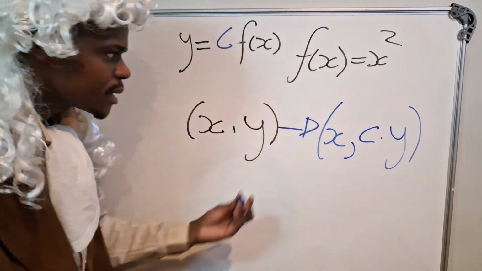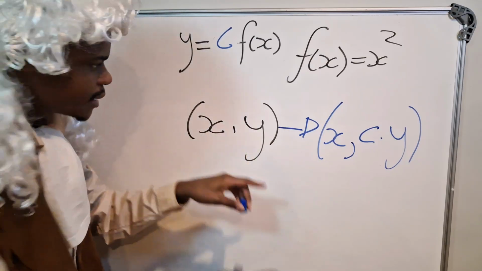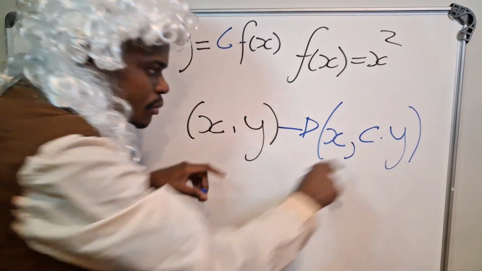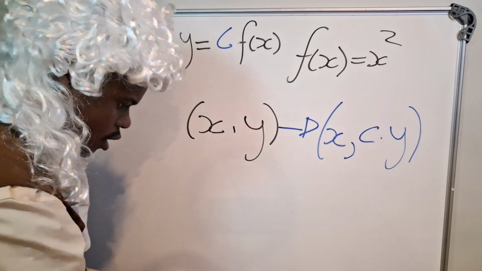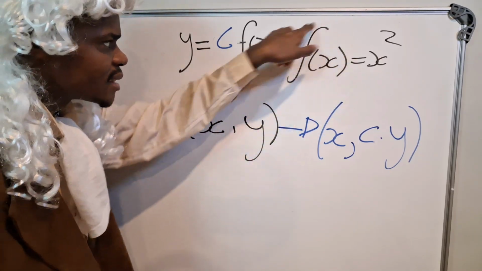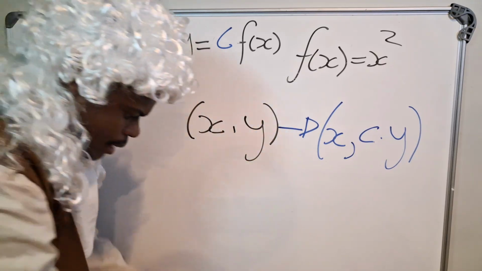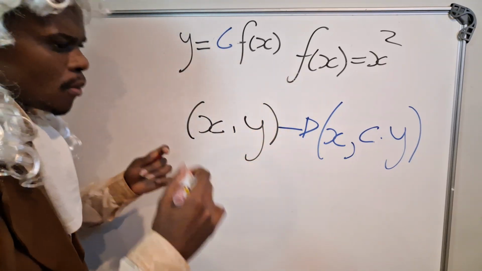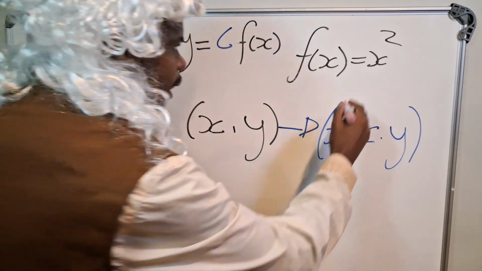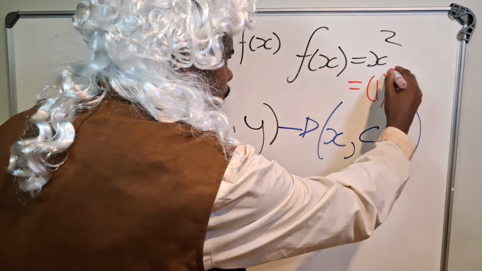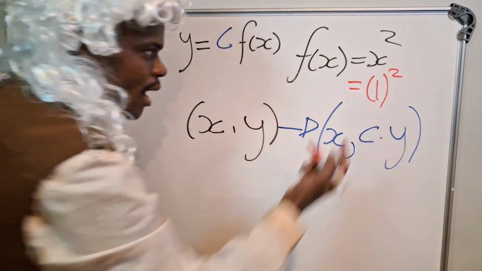Now, how does that make sense? So x is staying the same, but y is no longer just y. It's now c times y. Now, why does it make sense? Think about it, okay? What does this f of x, this whole thing here, represent? It represents the y value. For example, if I want to find the y value at x equals 1, what do I do? I substitute 1 here, and 1 squared is 1. So f of x is going to be 1.